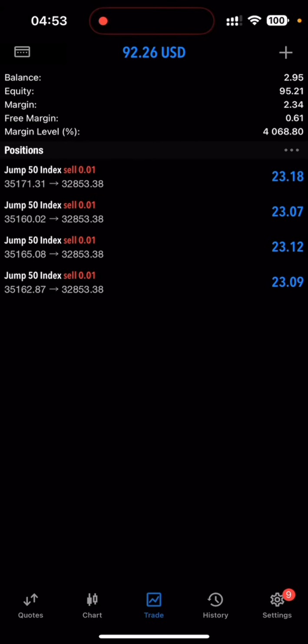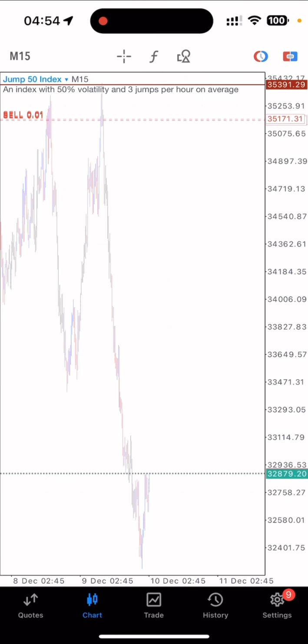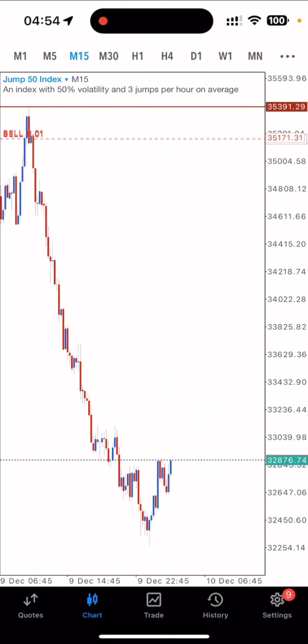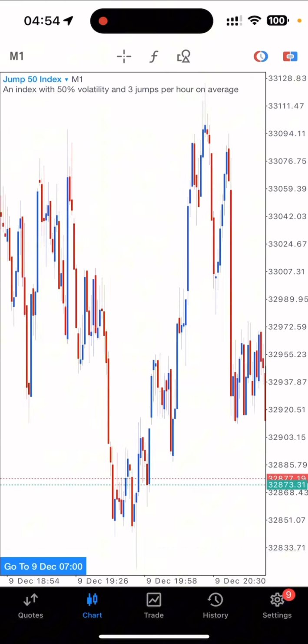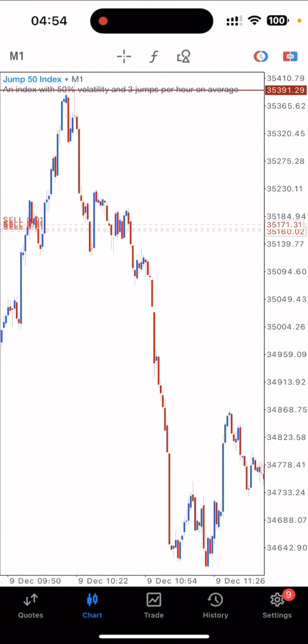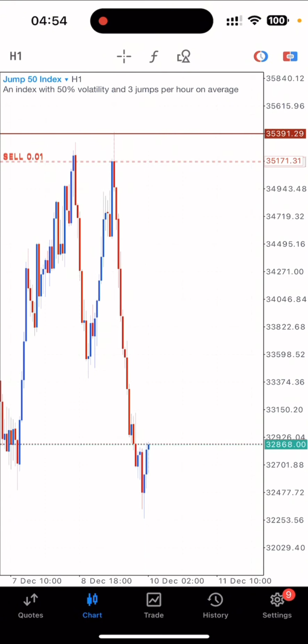The next day, I had 2 accounts when I opened the Jump 50 trade. The first account I closed with $8 profit, and this is the second account. I'm still holding it, and right now the smallest lot is holding huge profits, right? As you can see, I took the entry on the same level.